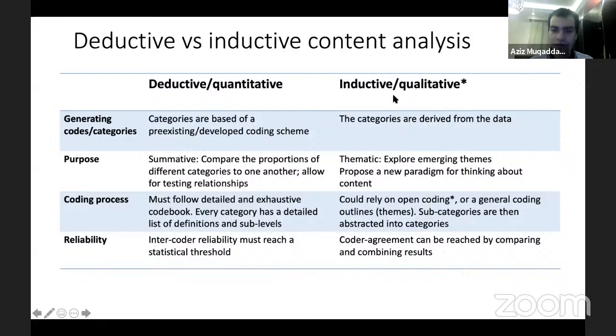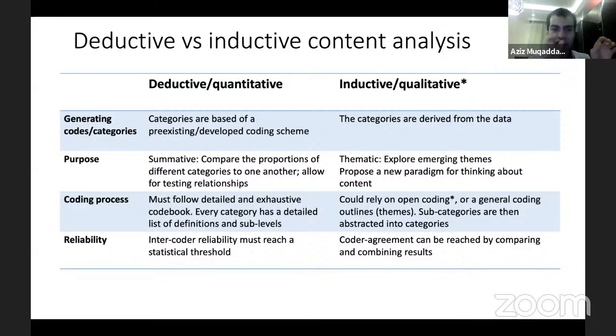So we sort of explained this, but the most important thing then, what's the point? What's the purpose? Why are we doing this? The purpose in deductive or quantitative content analysis is summative. That's the technical word for it. And summative is like what we saw, maybe if you read the paper last week. They are interested in comparing percentages of different categories. So what percentage of pictures had women wearing bikinis?